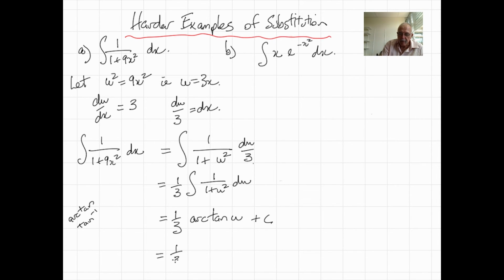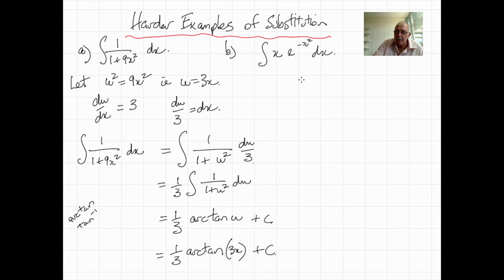So that'll be 1/3 arctan, back substitution. The original question did not have any u's in it. We've got to substitute for u. u would be equal to 3x, so it'll be arctan of 3x. And we'll put that in brackets, just to show that it's the arctan of all of that, plus our constant of integration. So that's that one.